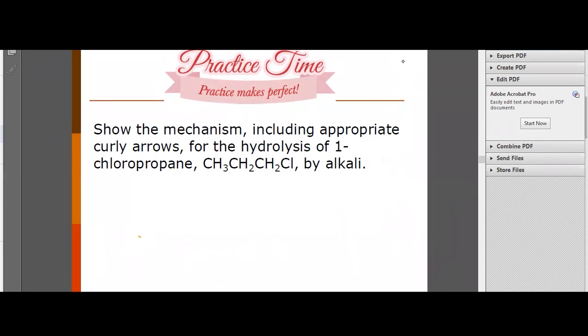Okay, let's answer this question. You should draw the mechanism. Look, if you see the word mechanism, that means you should show how the electron moves by a sign with curly arrow. Once again, every time you see mechanism.